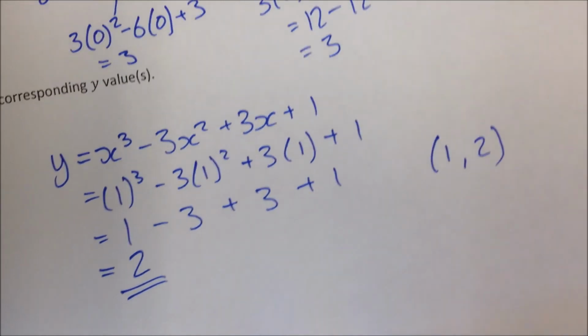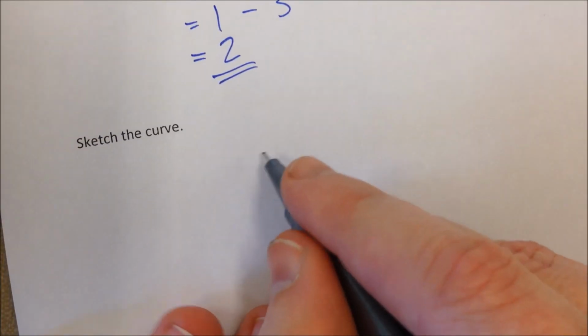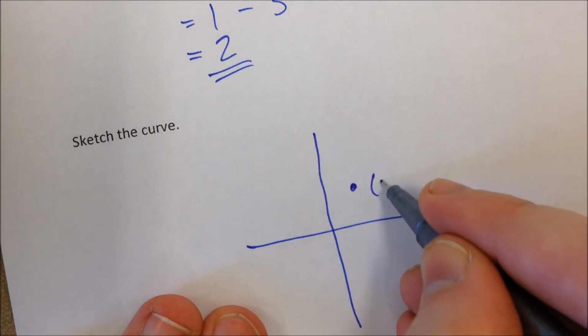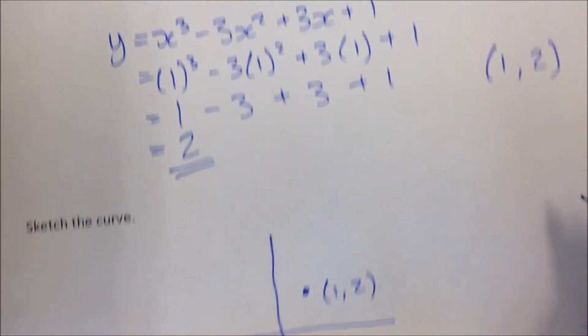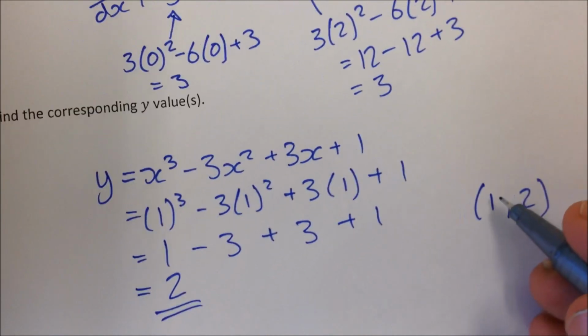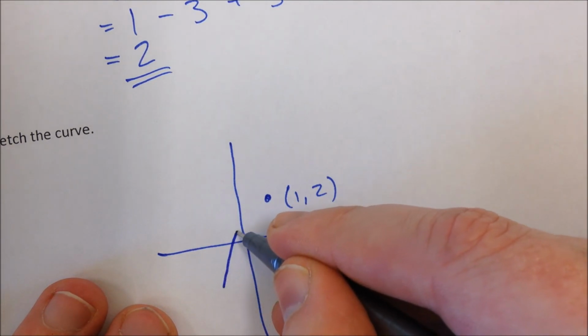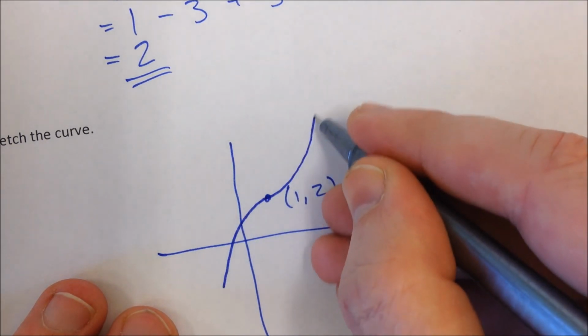1, 2. So we draw a little sketch here for the bit where we're asked to sketch the curve. 1, 2. And we know it's a point of inflection. So it is going to look something like that.